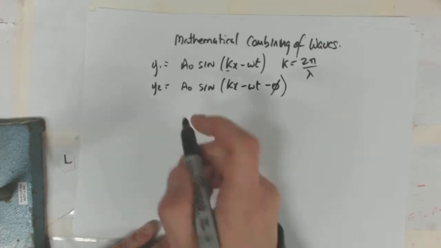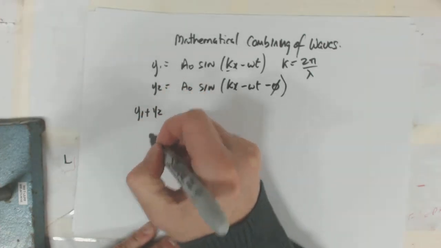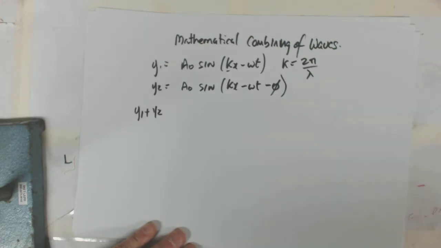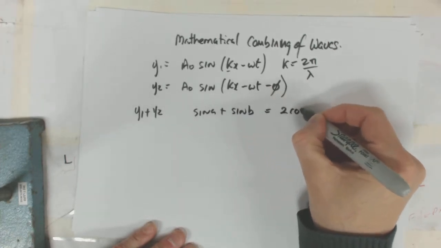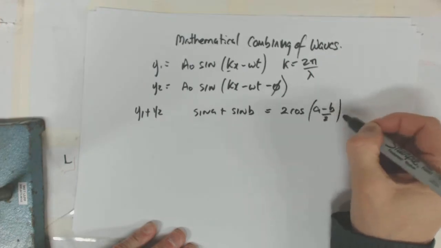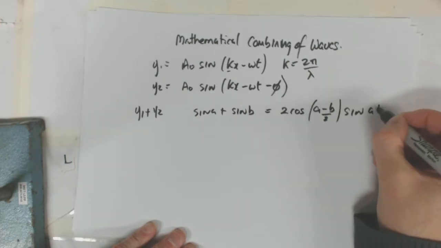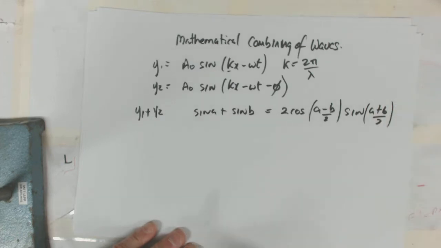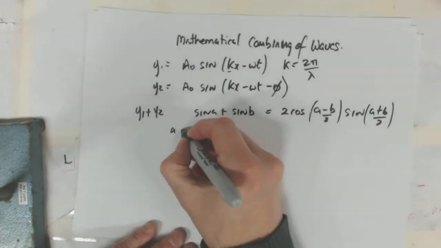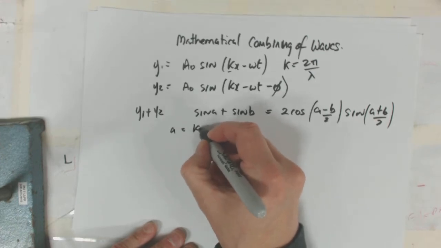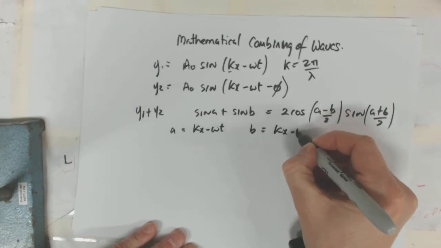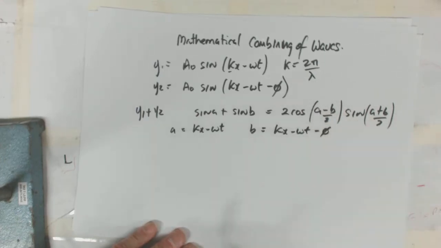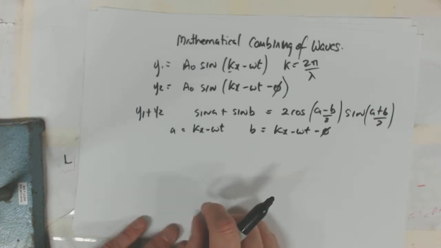Now what we can do then is combine them. y1 plus y2. Right? And we could make a substitution there because we know that the sine of A plus the sine of B is equal to 2 times the cos of (A minus B) over 2 times the sine of (A plus B) over 2. That's our trigonometric identities, remember? And if we make a little substitution there, A equals kx minus omega t, and we make another substitution, B equals kx minus omega t minus the phase difference, then we can solve that pretty reasonably.